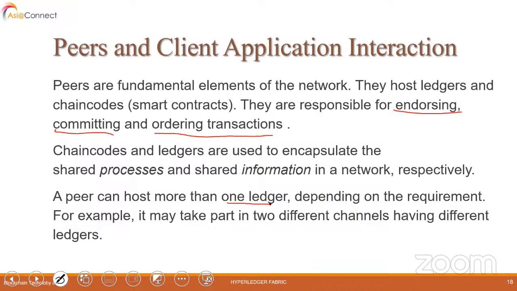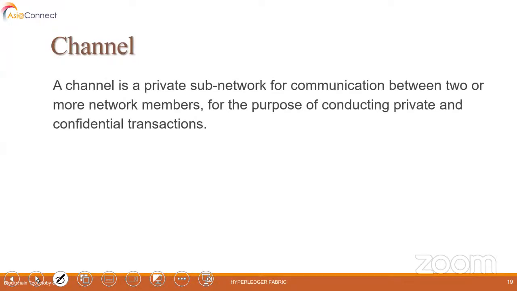What is a channel then? Let me explain to you. So there is a peer who is, for example, a faculty also, and Dean Academic as well. If a peer is serving as a faculty, he will be responsible for grading students. If he is in addition Dean Academic, then he will be responsible for managing the grades and declaring the results of students. So what is a channel? Channel basically is nothing but a private subnetwork for communication between 2 or more network members.